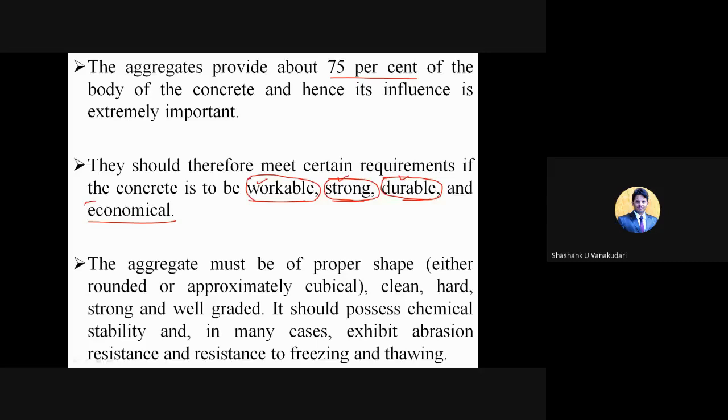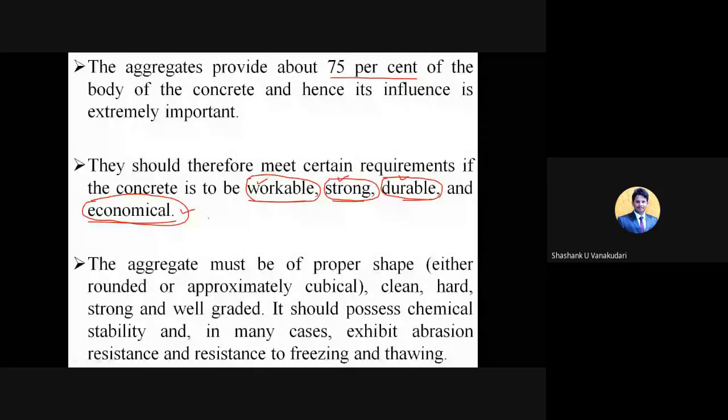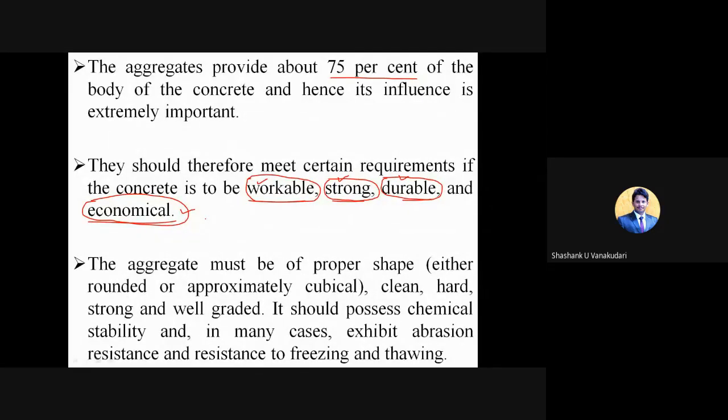it should be economical. Means we need to choose the aggregates which are easily available, or else we can call it locally available, so that the transportation cost is reduced, which reduces the cost of those materials. Clear? And then the aggregate must be of proper shape, either rounded or approximately cubical. Clear? So these cubical aggregates are going to give the proper bonding in the structure.